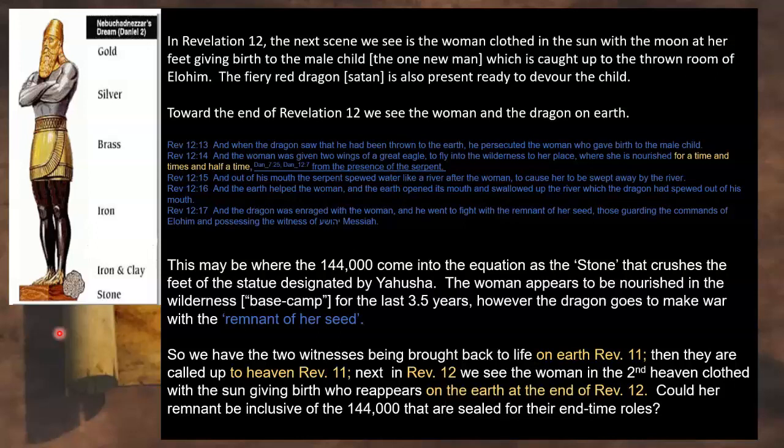Then they are called up to heaven. It doesn't state which heaven. Could be first, second, or third. Next, in Revelation 12, we see the woman in the second heaven, clothed with the sun and giving birth, who reappears on the earth at the end of Revelation 12.